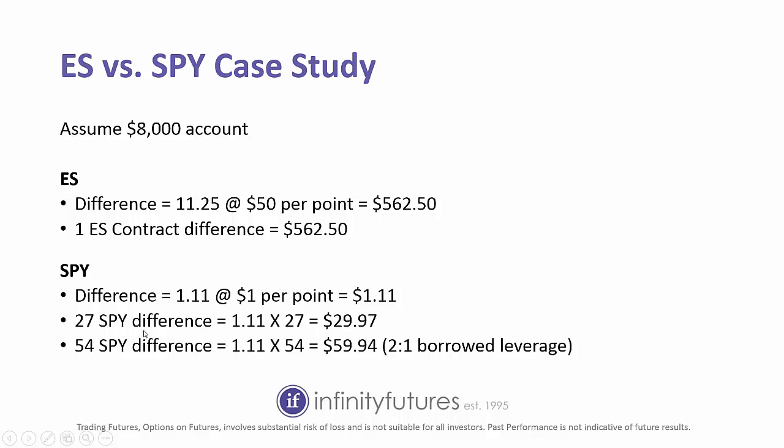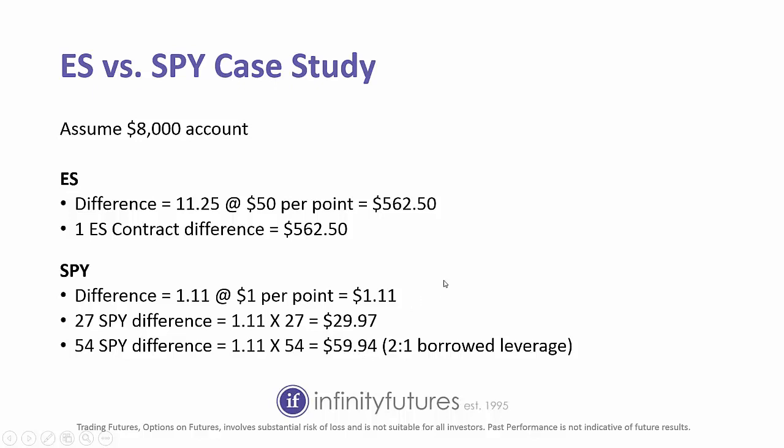or $29.97. Alternatively, if you ramped up your leverage to 2 to 1, which you could do with the SPY, you could do 54 shares, and you would do $1.11 times 54 to give you a dollar value of that range of $59.94.